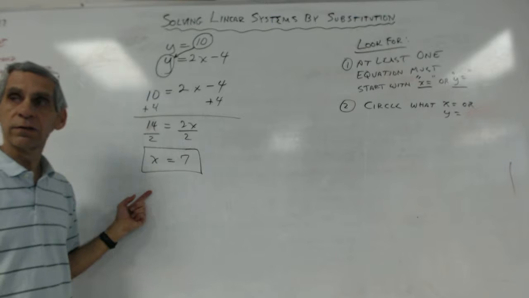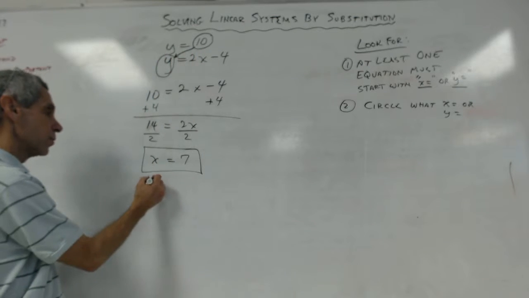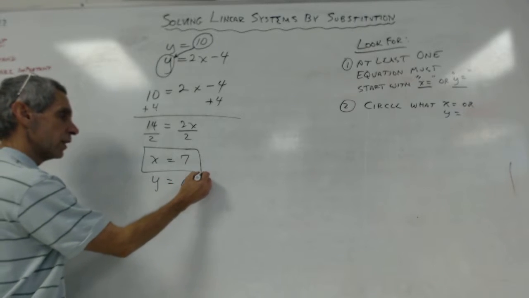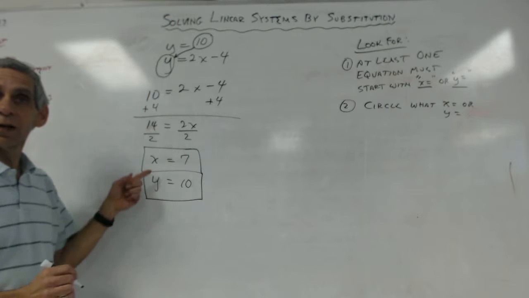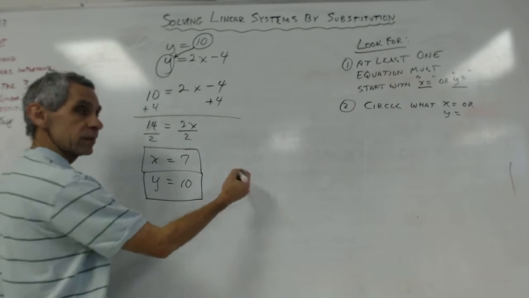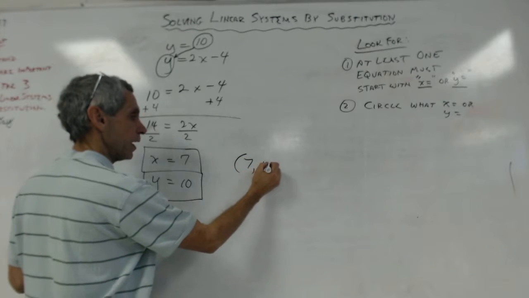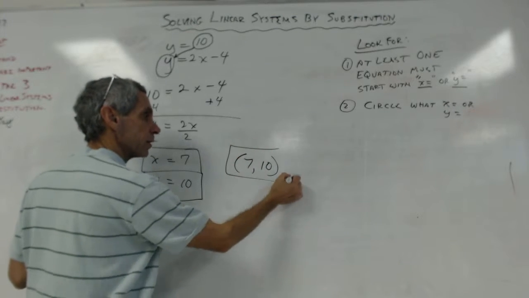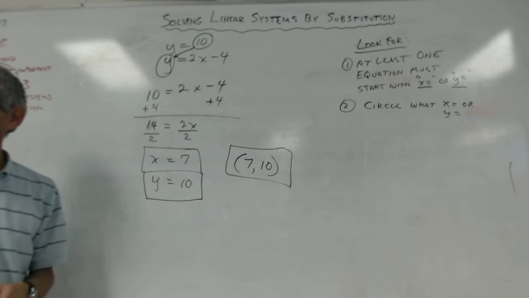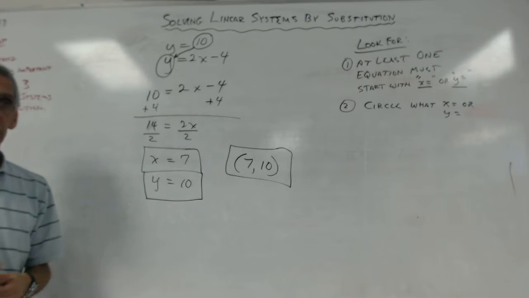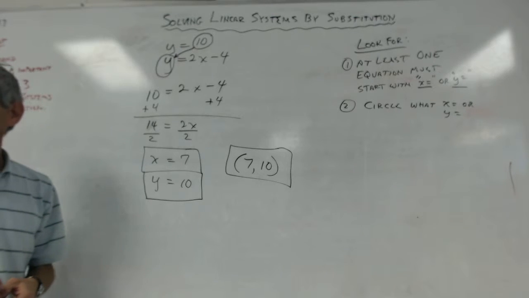Do I know what y is? Yes, y is 10. So I could have that as my answer, or I could write it as a coordinate point, which is x comma y: 7 comma 10. And put that in a box. Those are both correct answers. Does that make sense? You writing this down in your notes? Sí, señor. Okay. So that's the first one. That was really easy though, right?